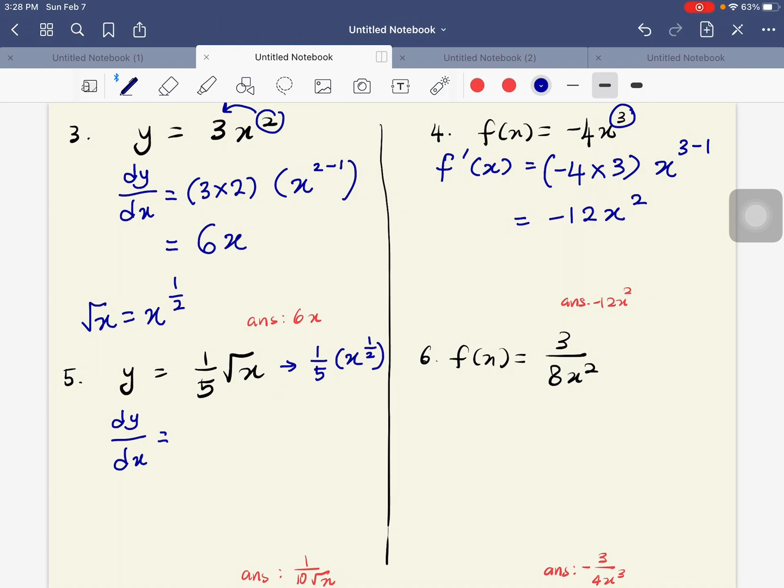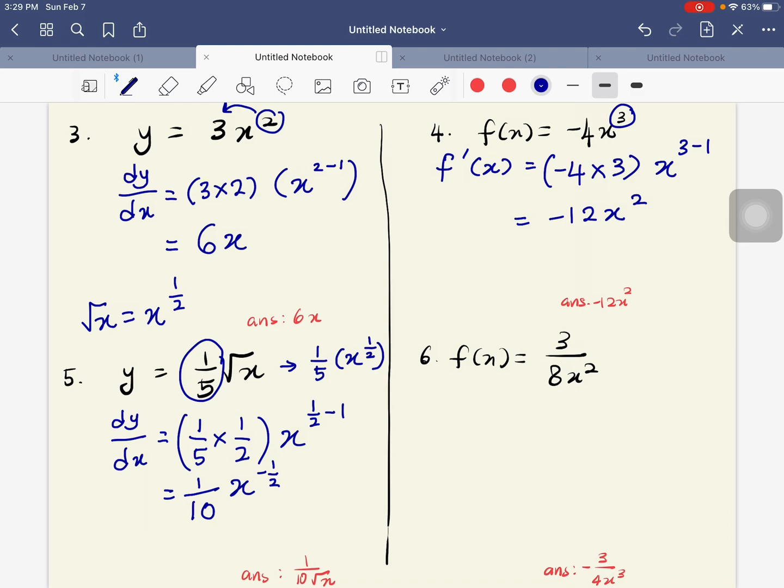Yes, exactly. So 1 over 5, so that is the coefficient, 1 over 5 multiplied with, what is the power for x just now? So it's 1 over 2, right? So what's left for x? So x tadi kita ada 1 over 2, so you have to minus it with 1, right? So you have 1 over 10 x power of negative 1 over 2. What happens if the power is negative?